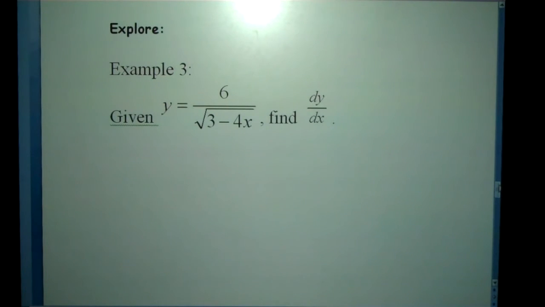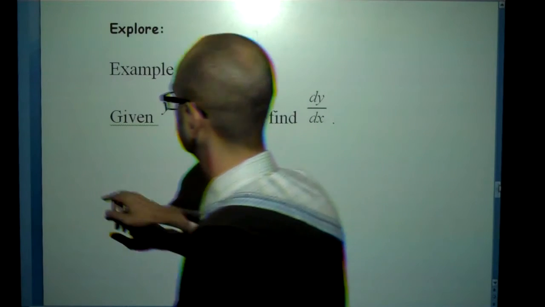Alright, here's another example for you. y equals 6 divided by the quantity square root of 3 minus 4x. We want to find the derivative. Let's take about 5 or 6 minutes here. You can pause the video now. Alright, let's take a look at this one.